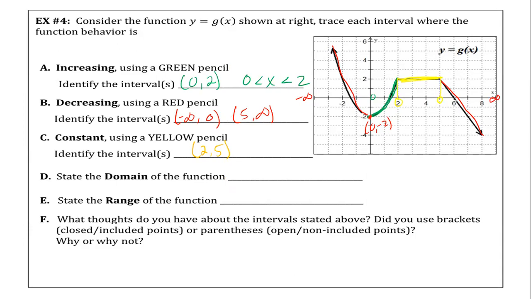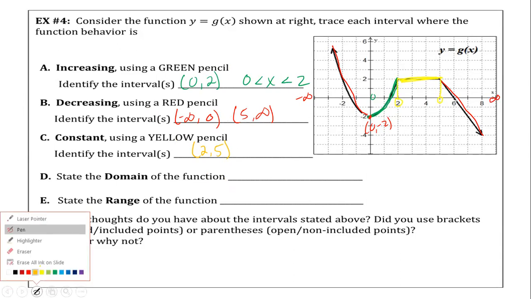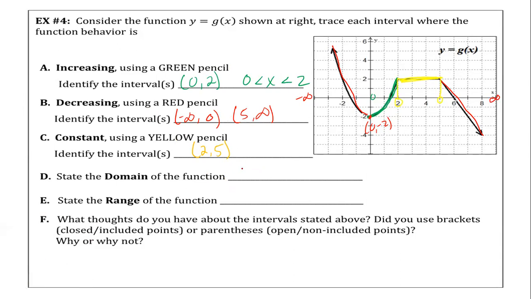Now our domain. State the domain of the function. All real numbers. This function goes forever to the left and forever to the right. So therefore our domain is from negative infinity to positive infinity. What about the range? Also all real numbers. That's because it goes all the way down and it goes all the way up. There's no stopping.